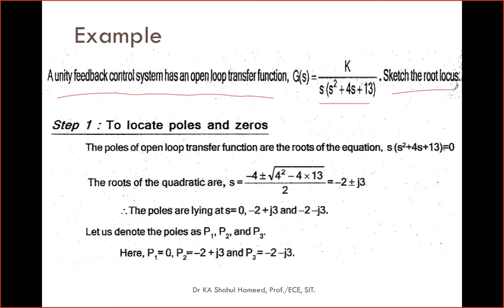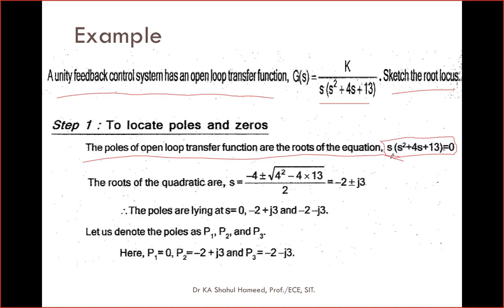No problem. So first step is to locate poles and zeros. The poles of the open loop transfer function are the roots of the characteristic equation s into s square plus 4s plus 13. Okay, so we have to make the denominator of the given open loop transfer function equal to 0, and find the poles of the given open loop transfer function.